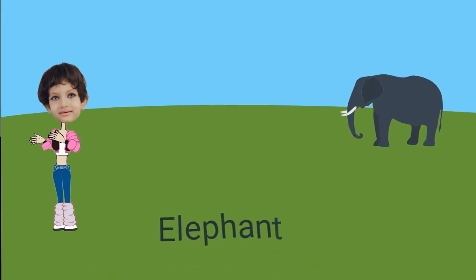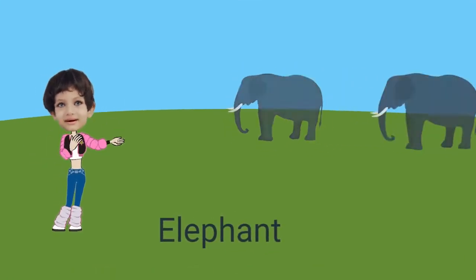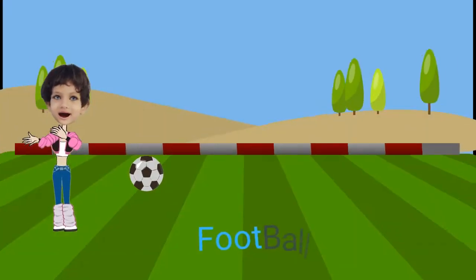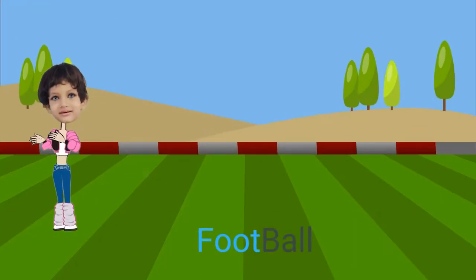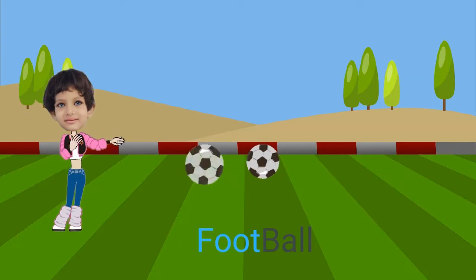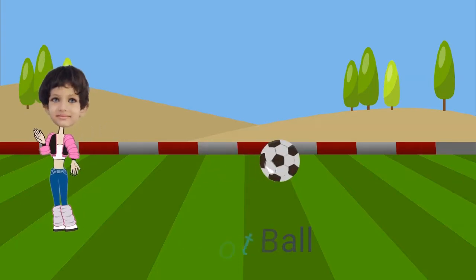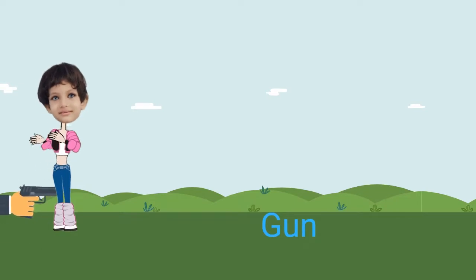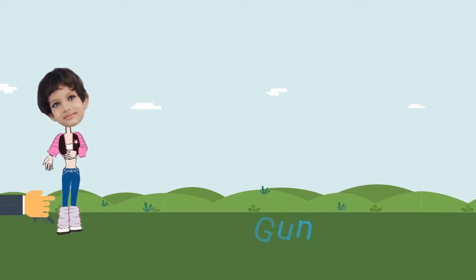E for elephant. Elephant is animal. F for football. Football is round. G for gun. Gun is weapon.